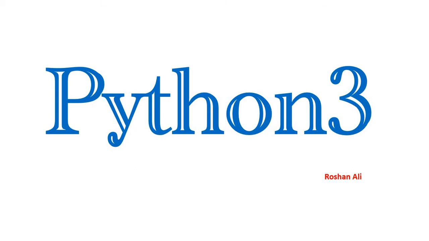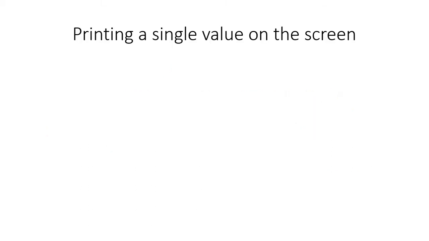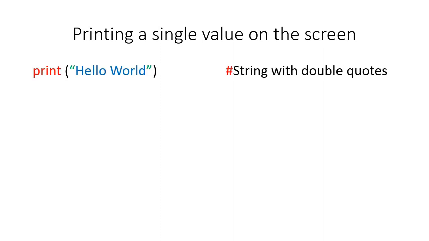So let's start. First of all, I have already told you about printing a string using Python. For that, you use the print command. But in this lesson, I'm going to tell you the use of the print command in different ways. For example, this is the first way: how to print a single value on the screen using the print command. For that, you simply use print, and inside parentheses you use the string enclosed in quotes.